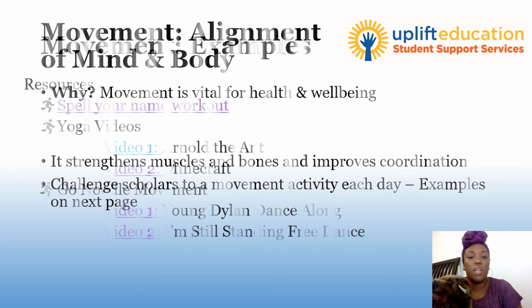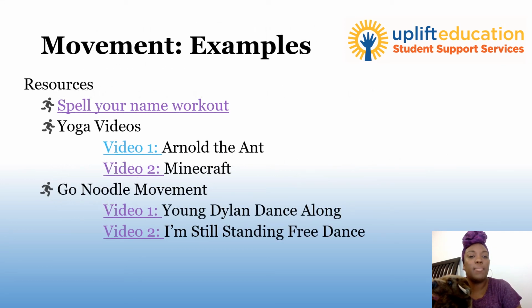The first resource is getting them to spell out their name, and then do workouts that are based off of the alphabets of their name, and then also some yoga videos from Cosmic Yoga. If you are a fan of that or know about Cosmic Yoga, those are all on YouTube.